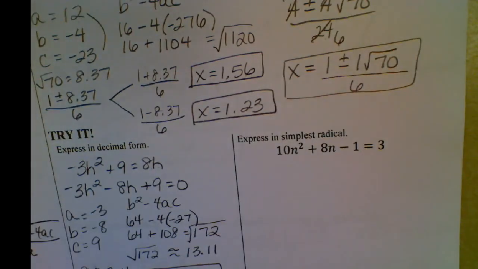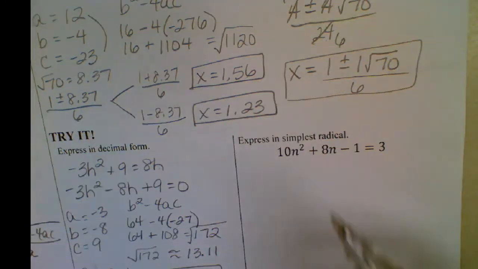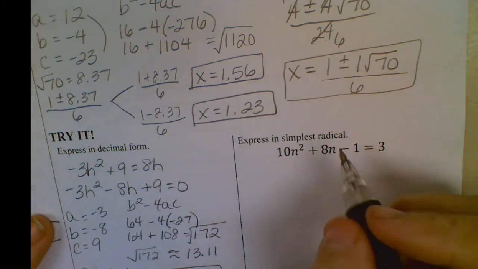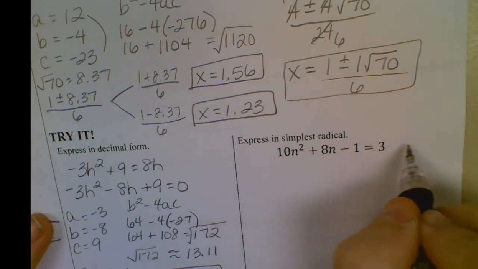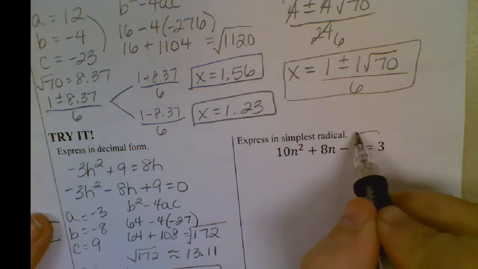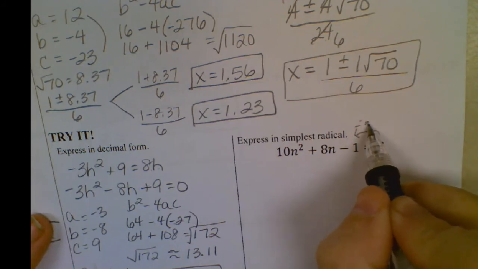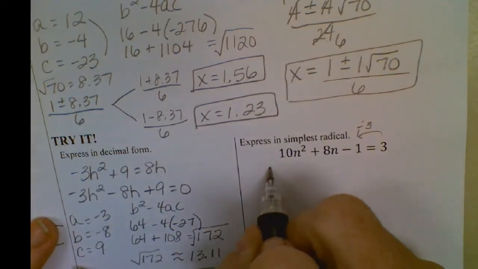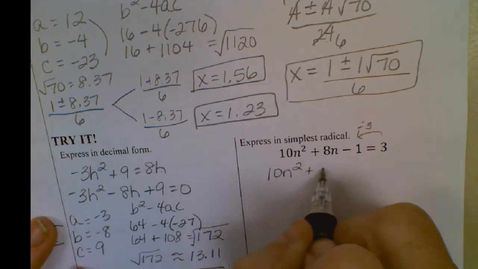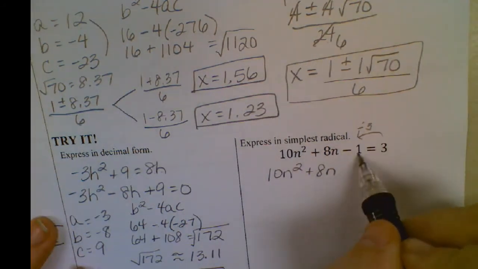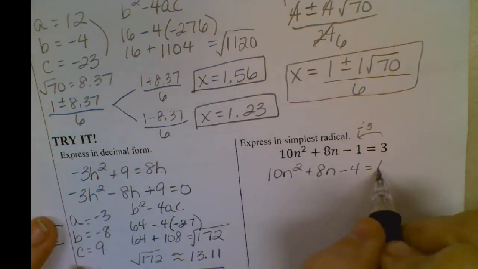Our second example, they want expressed in simplest radical form, so we're just going to leave it in radical form, but we might need to simplify that radical. Again, we need everything off the right-hand side. So this 3's got to come over here, and it's going to do that by subtraction. So we would get 10n squared plus 8n. Negative 3 minus 1 is negative 4. Now that would equal 0.